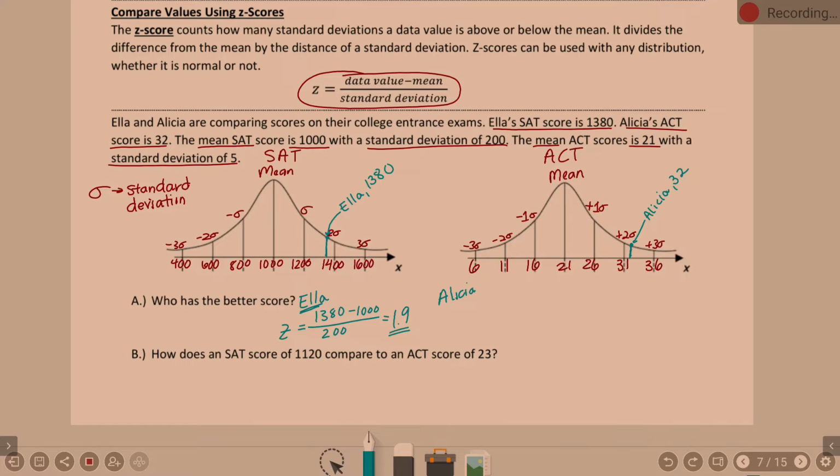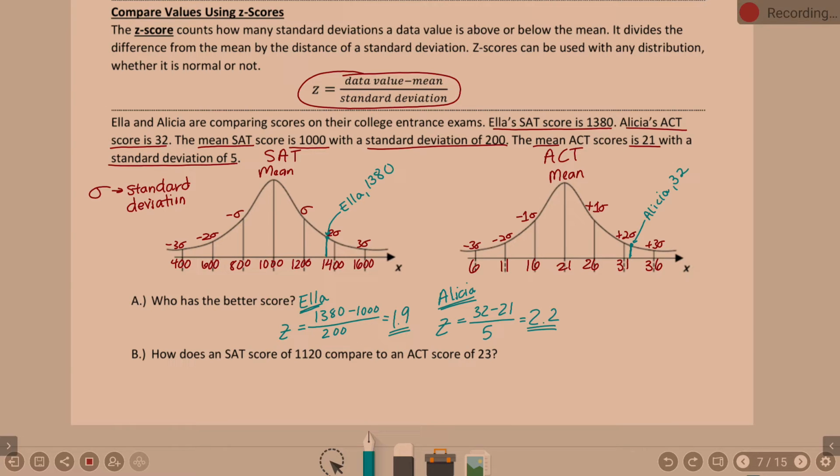Now, let's check Alicia's and see if it makes sense in the same way. So Alicia's z-score, what's her data value? 32 minus the mean, which was 21, divided by the standard deviation, which is 5. 32 minus 21, and then divide by 5 gives me 2.2. Is 2.2 an answer you would expect? Yeah, it shows me that's just slightly more than 2 standard deviations above the mean.